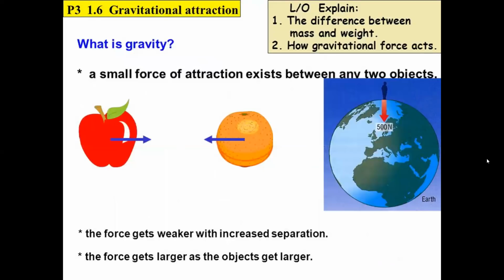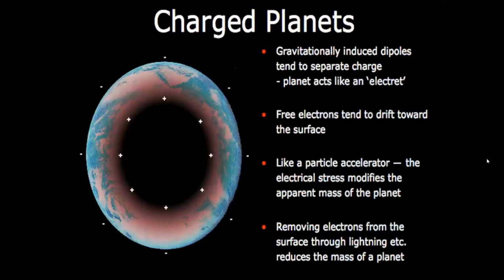So when you have, for instance, what is gravity? A small force of attraction exists between two objects. The force gets weaker with increased separation. The force gets larger as the objects get larger. So when you begin to look at the charged planets, gravitational induced dipoles tend to separate charge. Planets act like they're electric. Free electrons tend to drift towards the surface. Like a particle accelerator, the electrical stress modifies the apparent mass of the planet. Removing electrons from the surface through lightning reduces the mass of the planet. Maybe that's how rocks disappear.